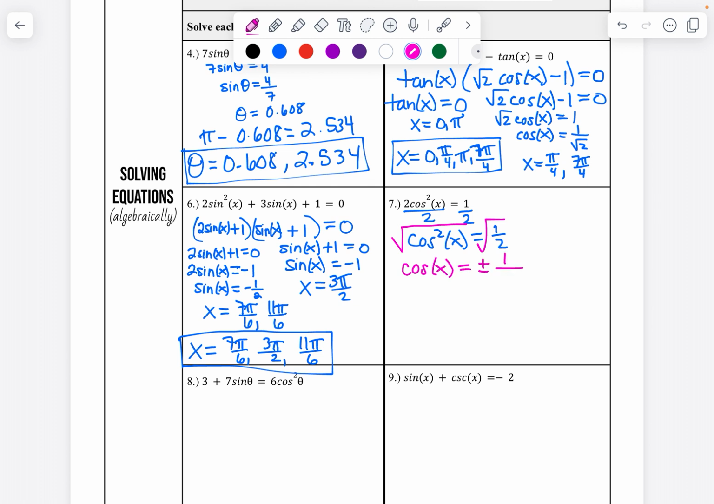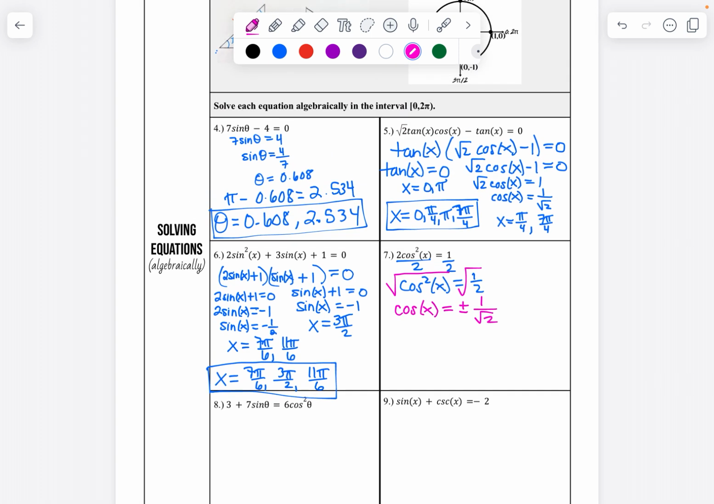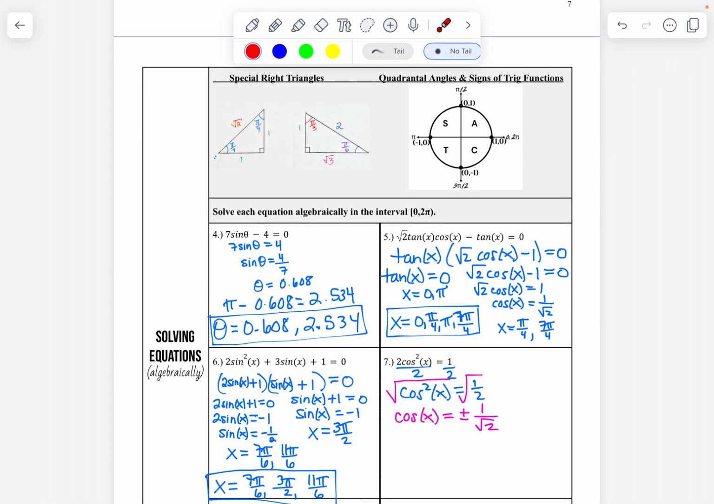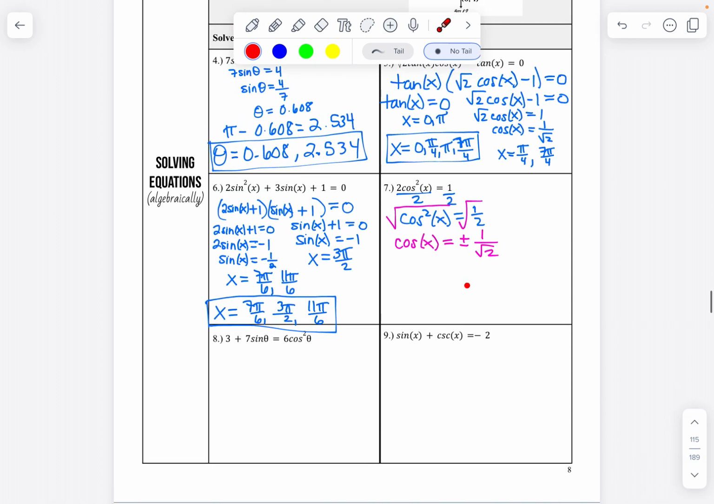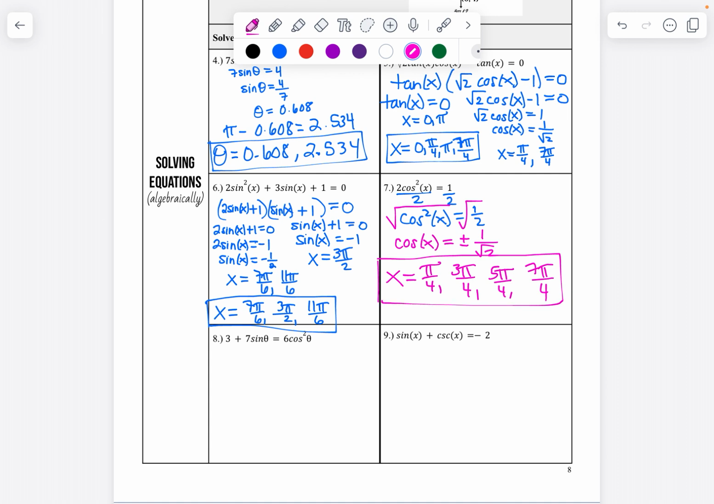So the square root of 1 is 1, and then in the bottom we'll have the square root of 2. So if we want the cosine to be 1 over the square root of 2, that's pi/4. And it could be positive or negative. So we need all possible angles in all the quadrants with a reference angle of pi/4. So it'll be pi/4, 3 pi over 4, 5 pi over 4, and 7 pi over 4. All of those would work because they'd each give us a cosine equivalent to 1 over the square root of 2. It's just positive or negative depending on which quadrant we're in.